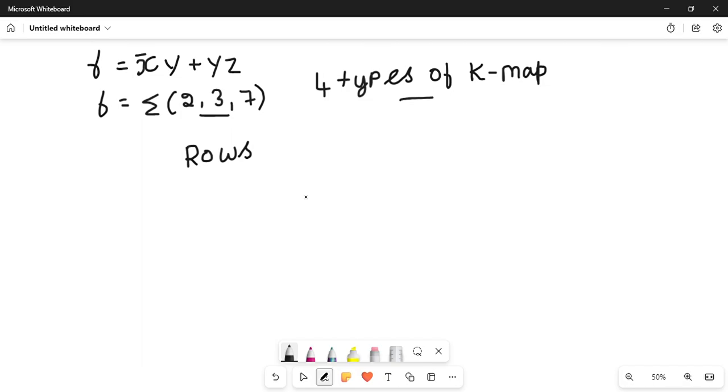First try to learn 1 variable, 2 variable, 3 variable and 4 variable. The 3 and 4 variables are very important for you. 2 variable is also of much importance, but 3 and 4 variables are the most important questions that are asked. If I consider the very first thing, the 1 variable K-map, I'll write it.